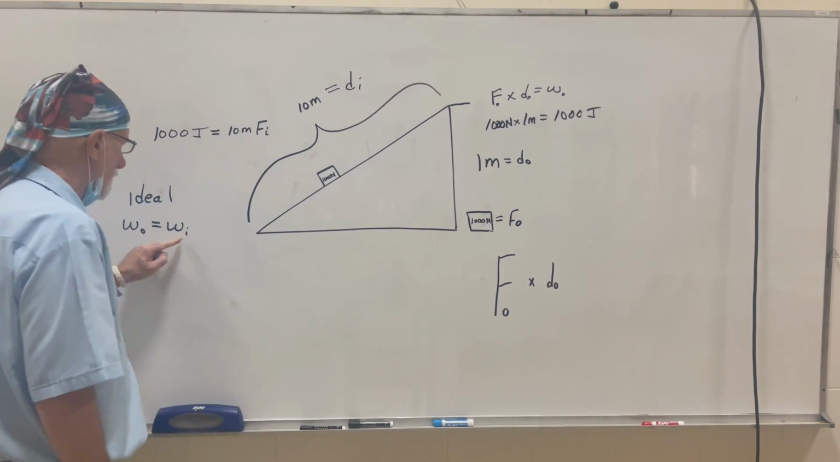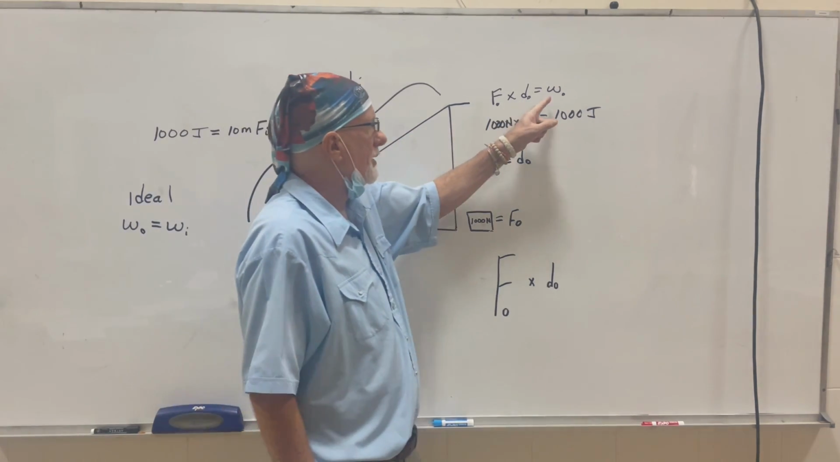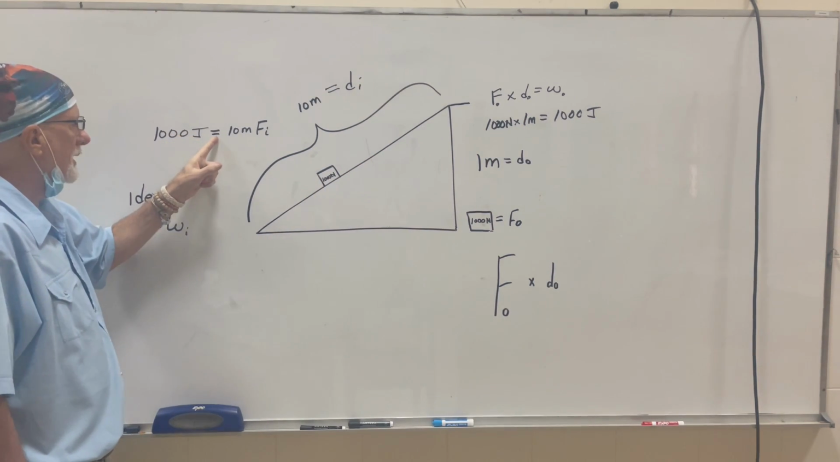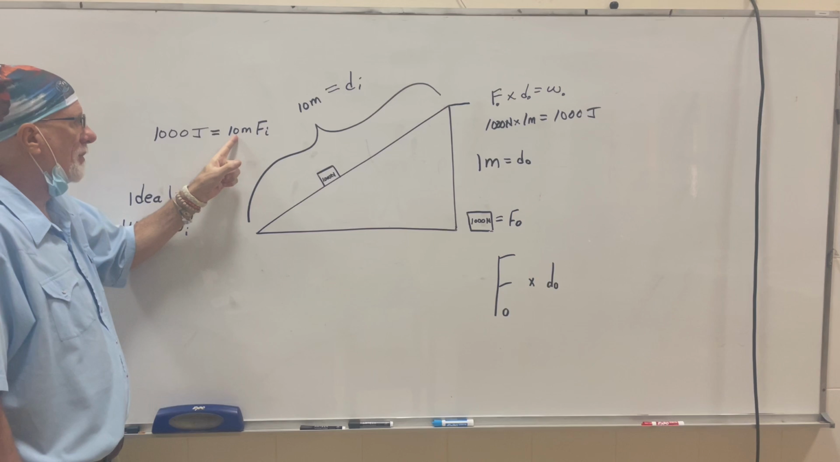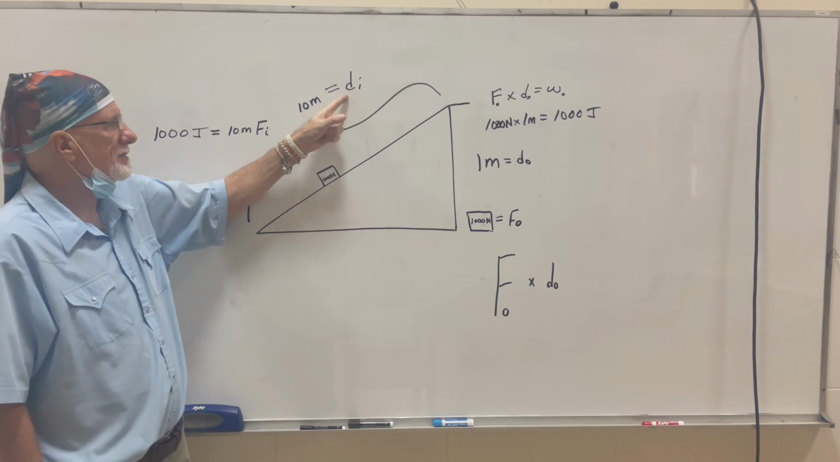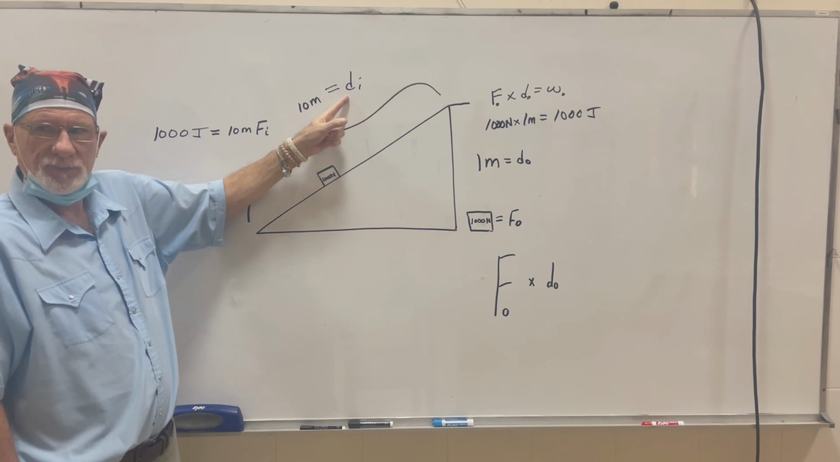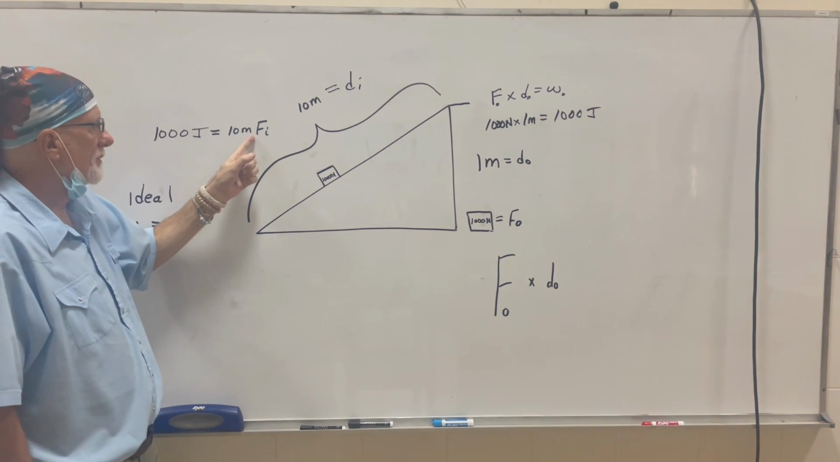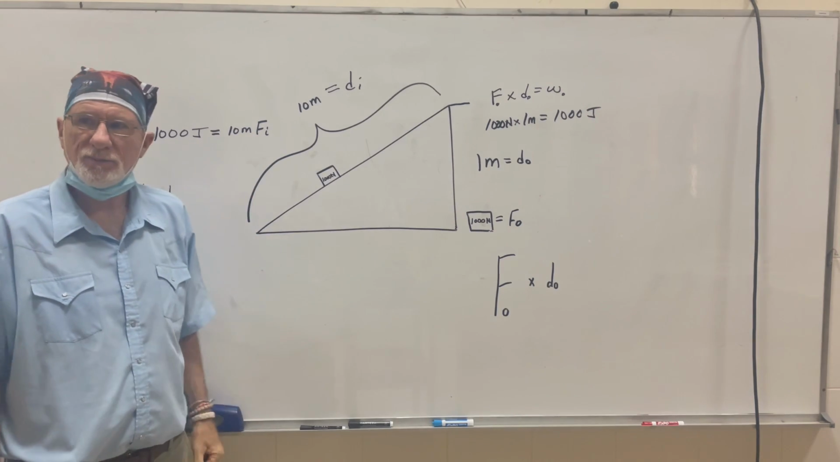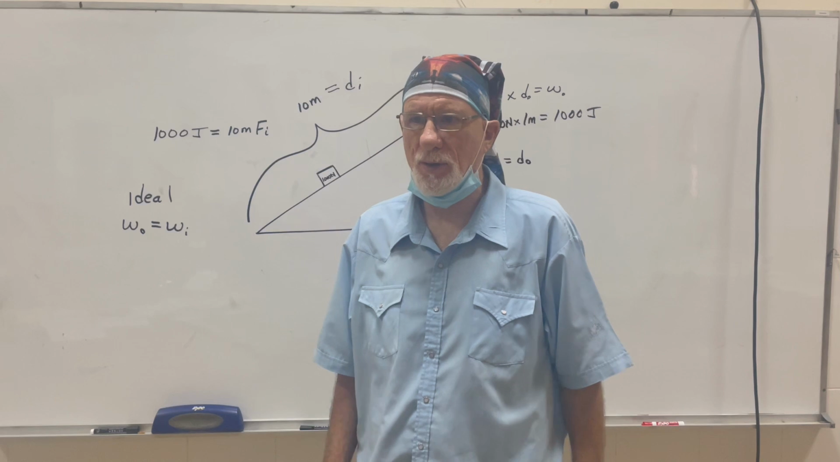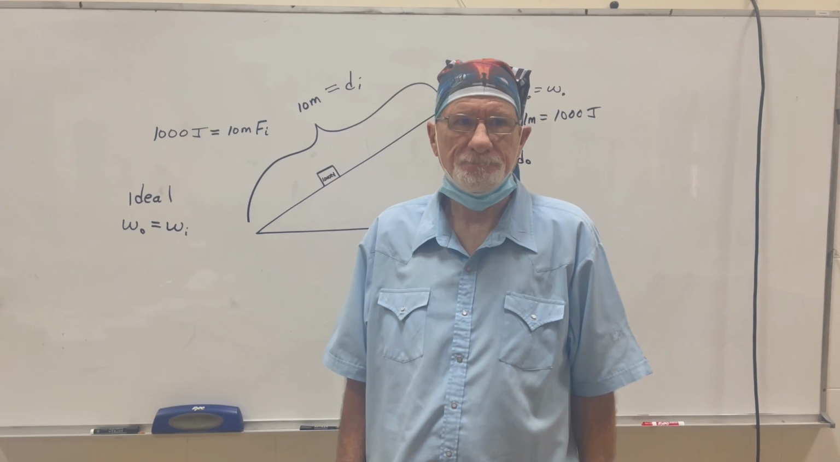So if this is true, my work output equals 1,000 joules. Equals my distance, the input, yes, times my force input. So what's my force input based on what I wrote on the board? You can do this.